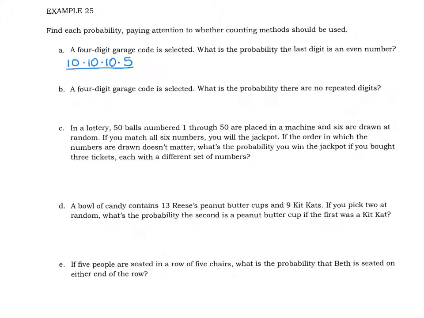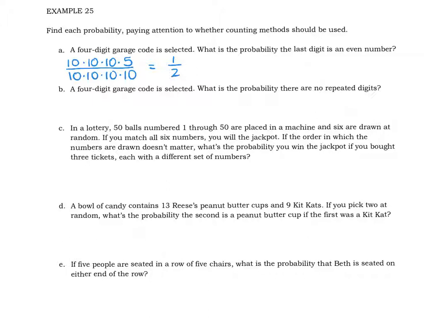The denominator is just, I need to make a 4-digit garage code. It doesn't matter whether the numbers are even, odd, multiples of 3, or whatever. So for every one of those 4 digits, you have 10 choices. And whenever you multiply that out, and actually it's easiest just to reduce, the 10 over 10s, those all cancel, and 5 over 10 is 1/2.